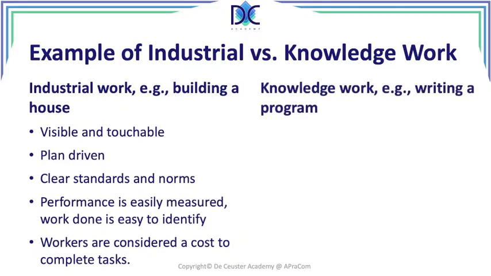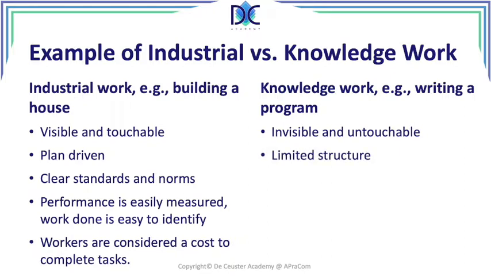Now, knowledge work, for example, writing a program, but it can also be writing a book. If you ever tried writing a book, you will see it's a completely different ballgame. Now, the work is invisible and untouchable. You can touch the physical book, the physical program lines, but you don't touch the knowledge, the content of the book, the content of the program. You cannot touch what the program is doing. It's in fact untouchable. You cannot have it. There is limited structure, although you can have an overview of the program where you want to do the things, but it can change quite easily.